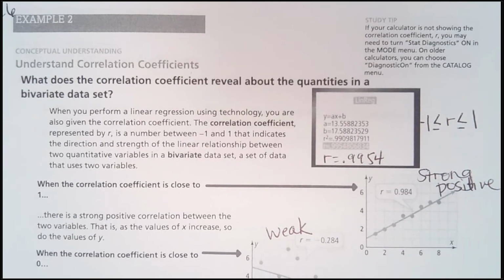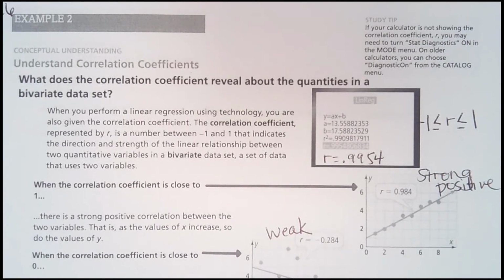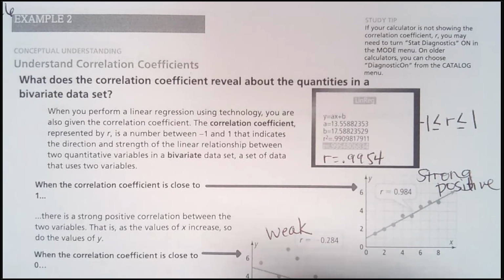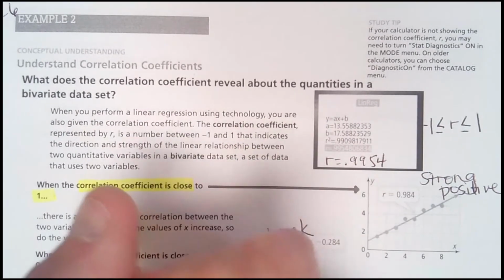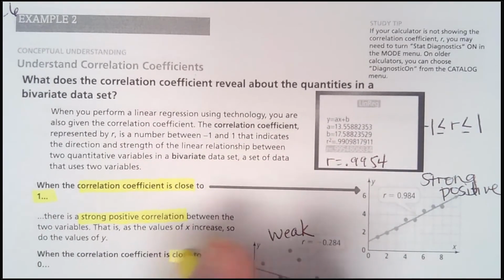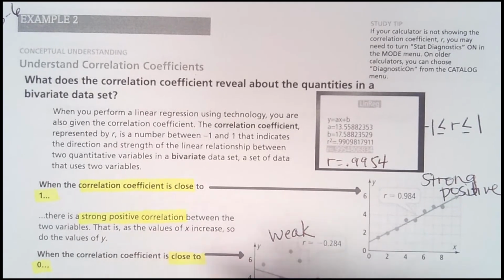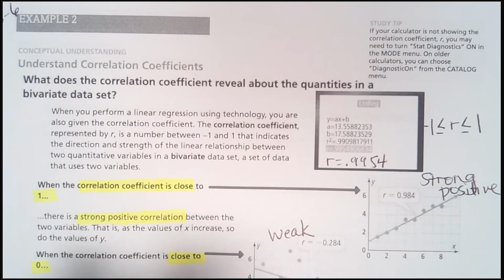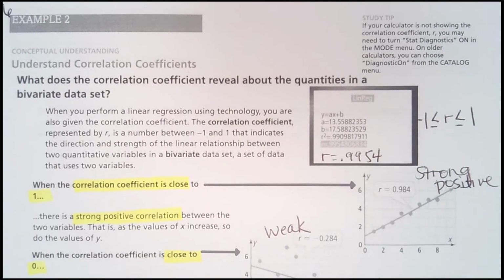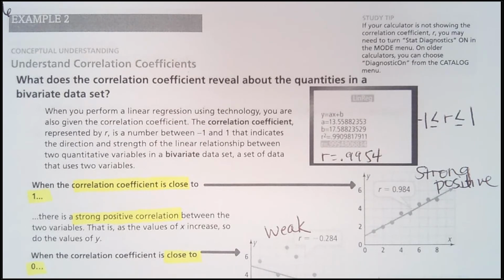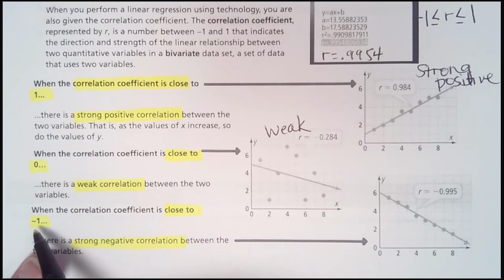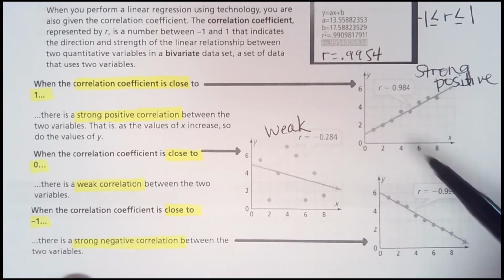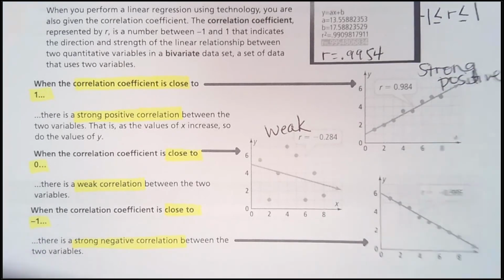When the correlation coefficient is close to -1, there's a strong negative correlation between the two variables. So if you're going to write it down, this is what you should write down. Correlation coefficient close to 1, strong positive correlation. Close to 0, weak correlation. Close to -1, strong negative correlation. The closer the R value is to 1 or -1, the more line-ish your data is going to be.